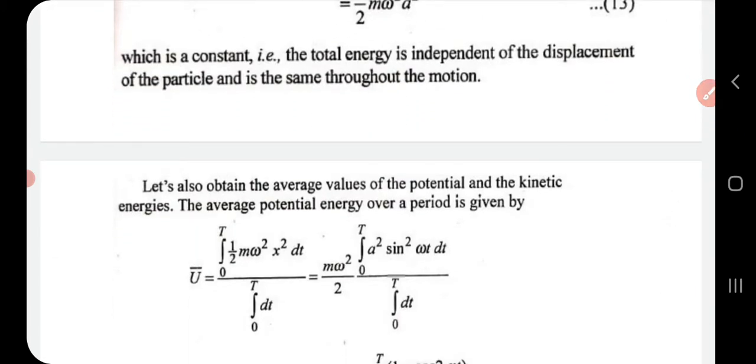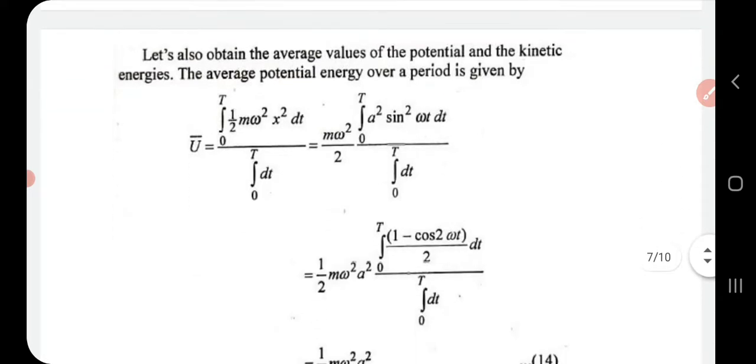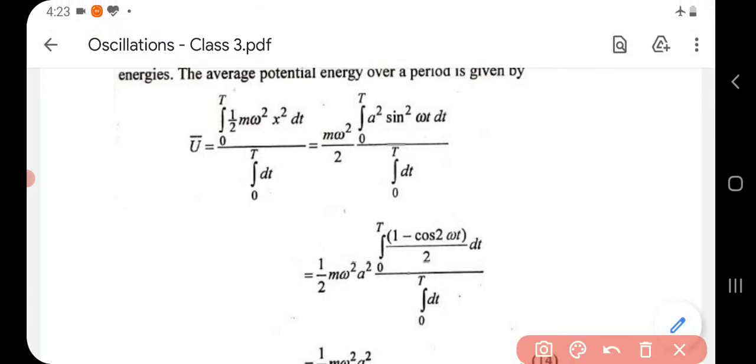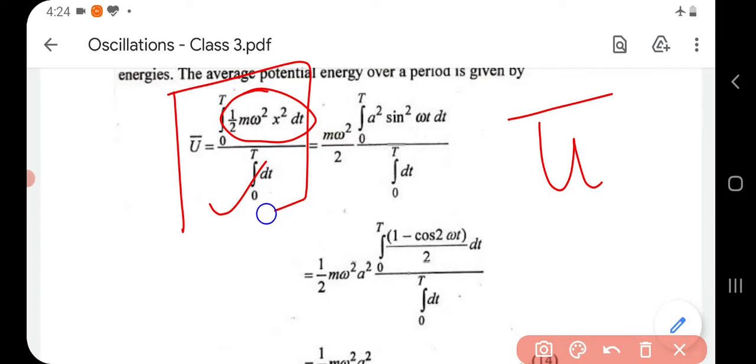Now the next step is they are going to find the average value of potential energy. What was your expression for potential energy? U. Average, in order to denote, you put a bar sign over that. How to find the average potential energy? The expression for potential energy was half m omega square x square. You just integrate from 0 to time period T and divide it by integral 0 to T dt. This will give you the average value of potential energy, which is U bar. Here the constants are m omega square by 2, so take it outside.